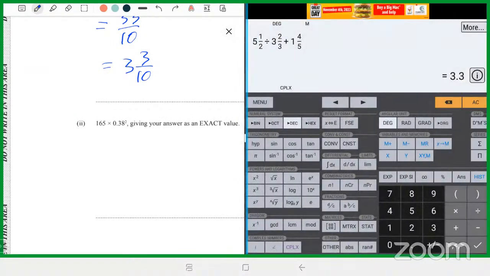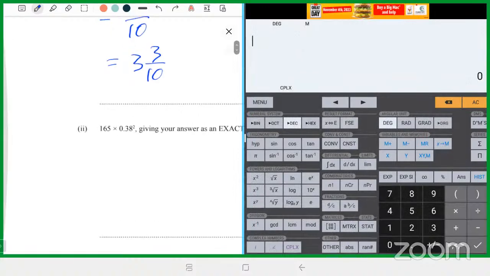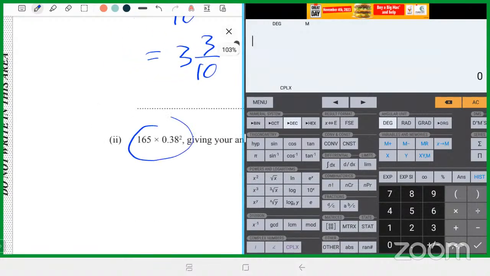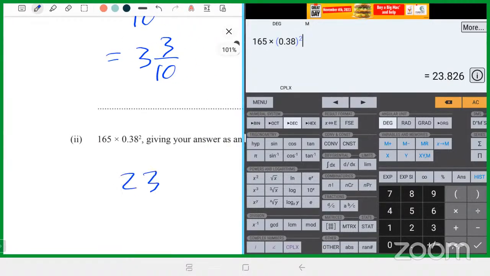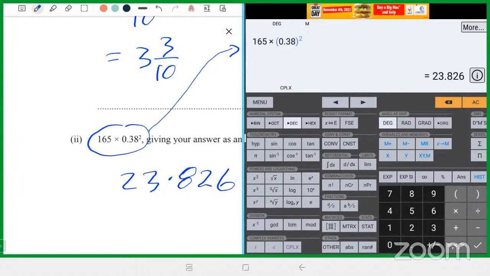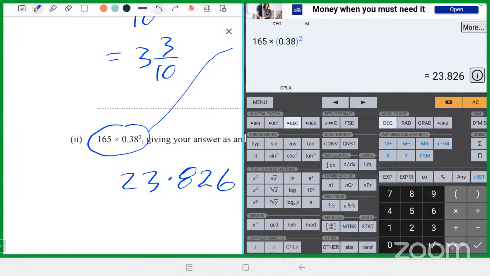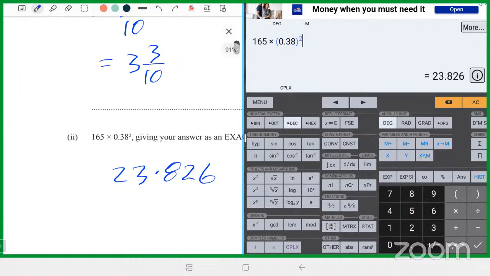So I'm going to type that in the calculator again, this one, which is 165 times 0.38 squared, and that is 23.826. Just making sure that what we have here is the same thing that we have typed in the calculator.